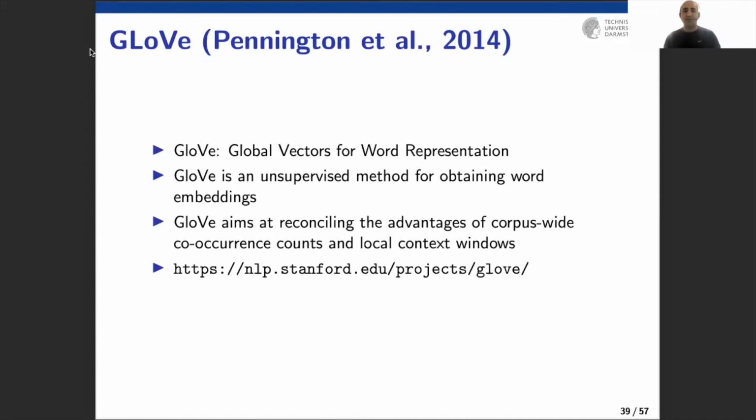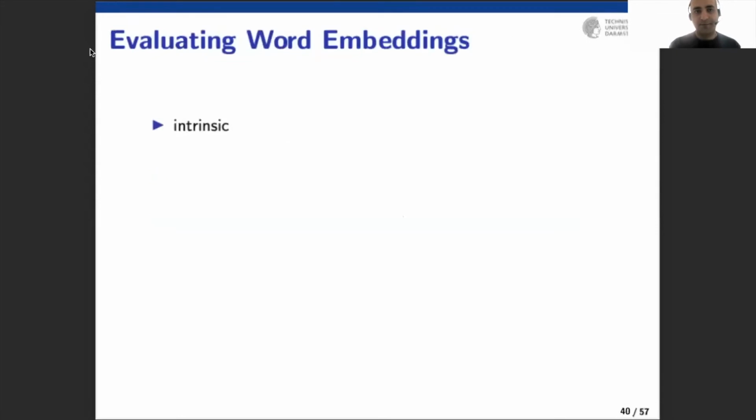It's also important to know that GloVe is another fundamental word embedding algorithm that already exists. GloVe is an unsupervised method for obtaining word embeddings, and it makes use of the corpus-wide co-occurrence of words and also local context windows. This algorithm is also publicly available, and you are free to use it to train your own word embeddings.